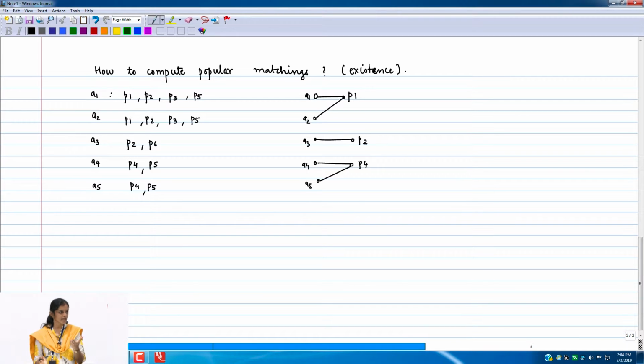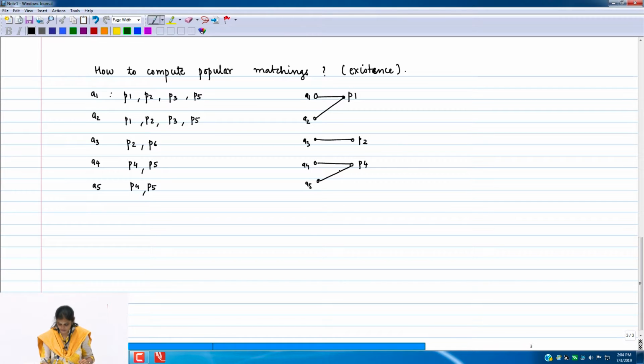If any applicant is matched to its top choice, it cannot participate in a blocking pair. Similarly, if all applicants get matched to their top choice, then there is no other matching that can beat it. But it will happen, like in this example, that there are conflicts: A1 and A2 both want P1. Similarly, A4 and A5 both want P4. So should we fix a priori that maybe A1 gets P1, A4 gets P4, and A3 gets P2, where there is no conflict, and go ahead? Let's try to do that.